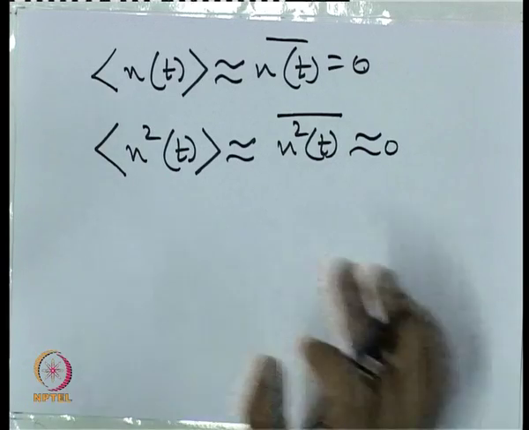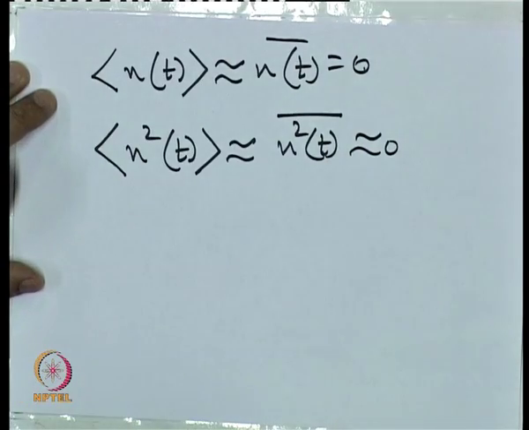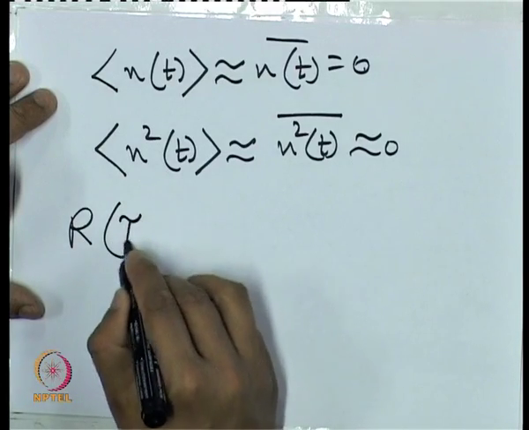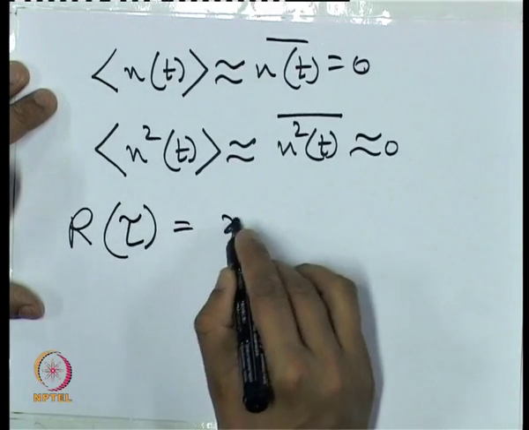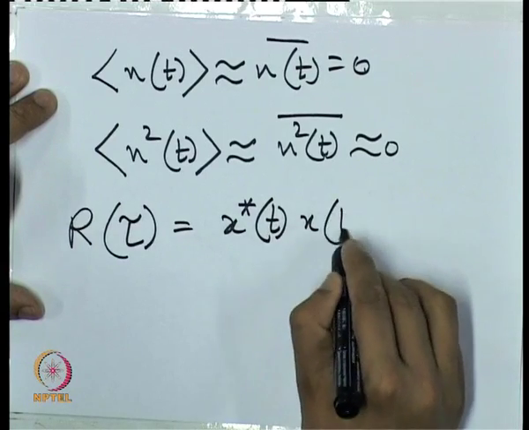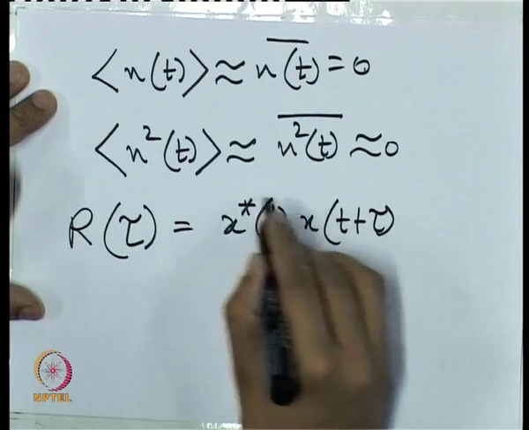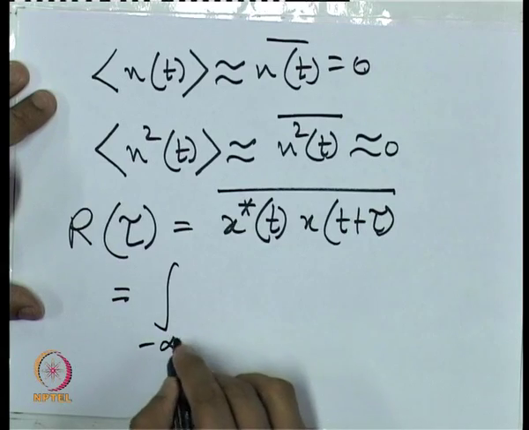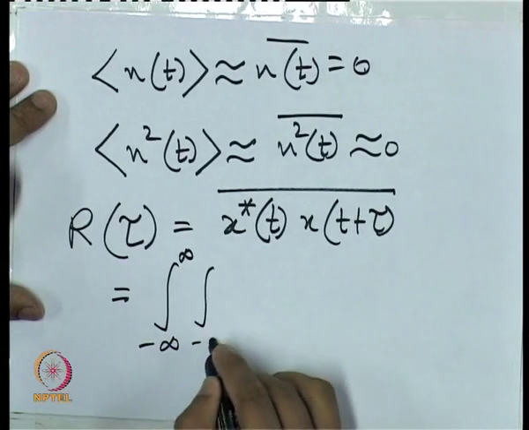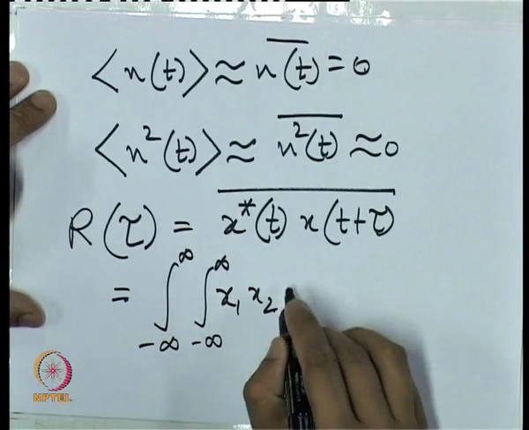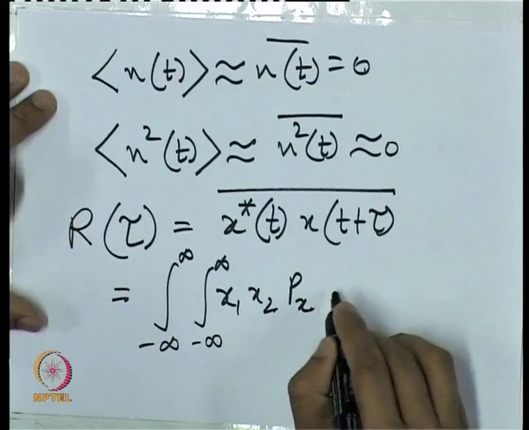Now, time average. For a stationary random process, another quantity that is frequently discussed is what is known as the autocorrelation function, which is given like this. I'll just describe in a moment why this autocorrelation function is so important.